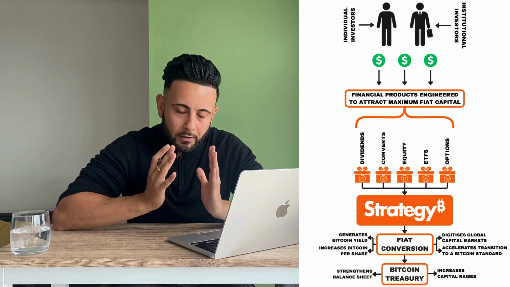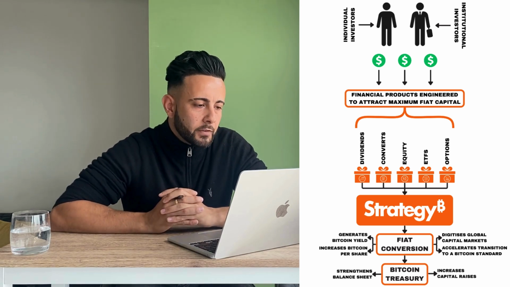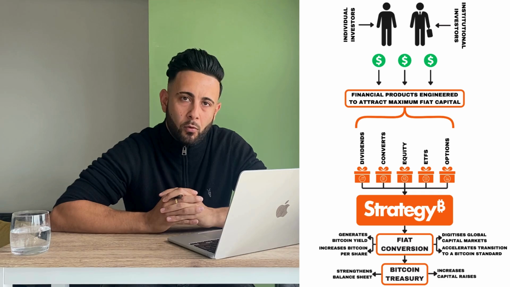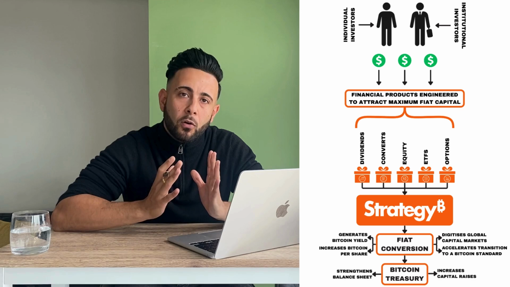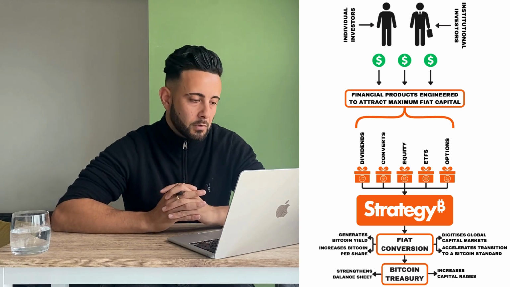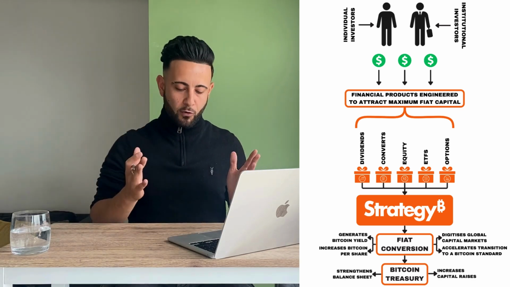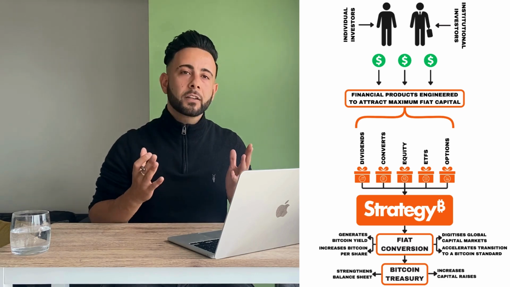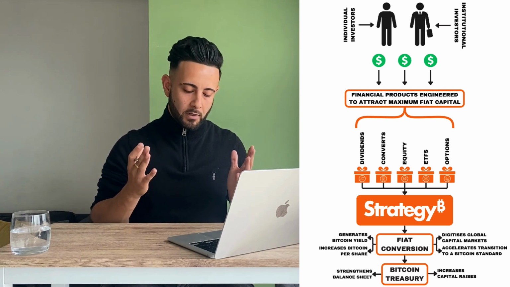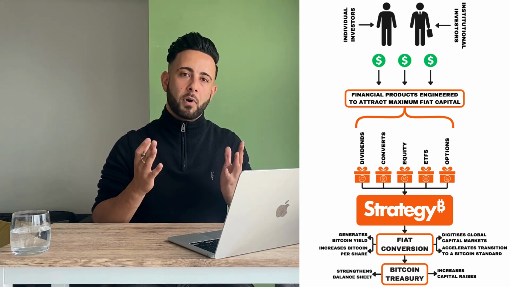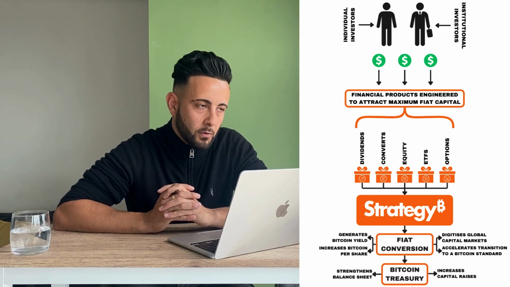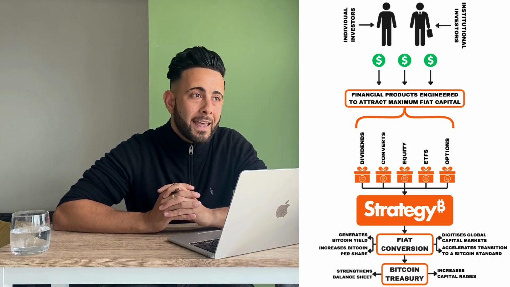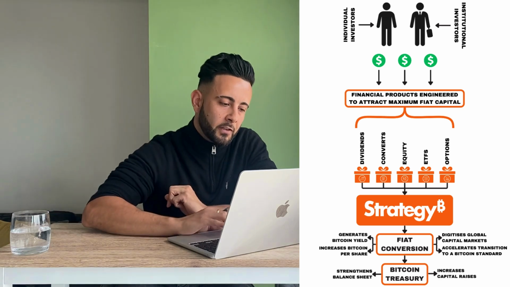What is Saylor's goal? His goal is to acquire as much Bitcoin as humanly possible. So what can Saylor do to achieve that goal? Well, he can raise capital. Then the question becomes, what can Saylor do to maximize the amount of capital that he can generate to buy Bitcoin? Well, he can create financial products that appeal to the entire investor spectrum.